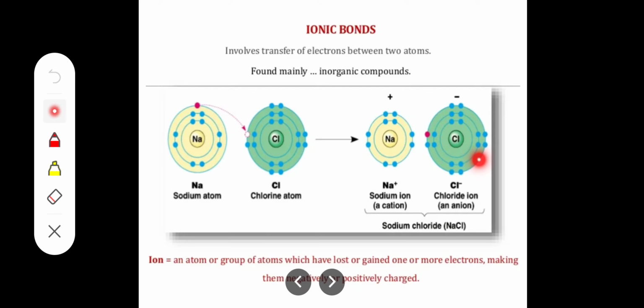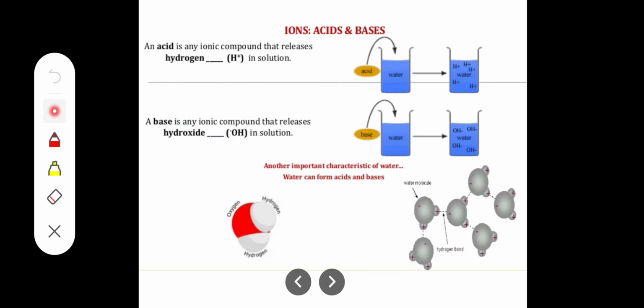Both are having positive or negative charge. So this is called the ion, right? So this is called ionic bond. Now in terms of ions, how can acid and base be described here? An acid is any ionic compound that releases hydrogen in solution, right?